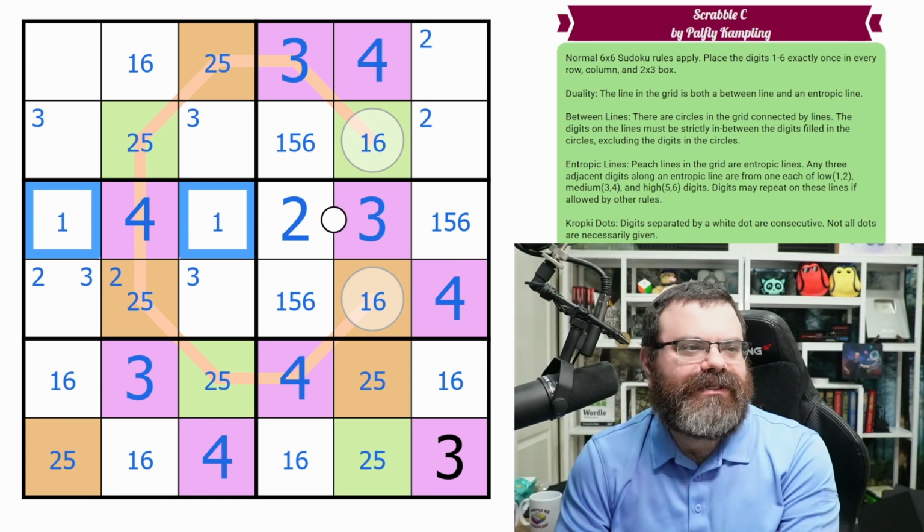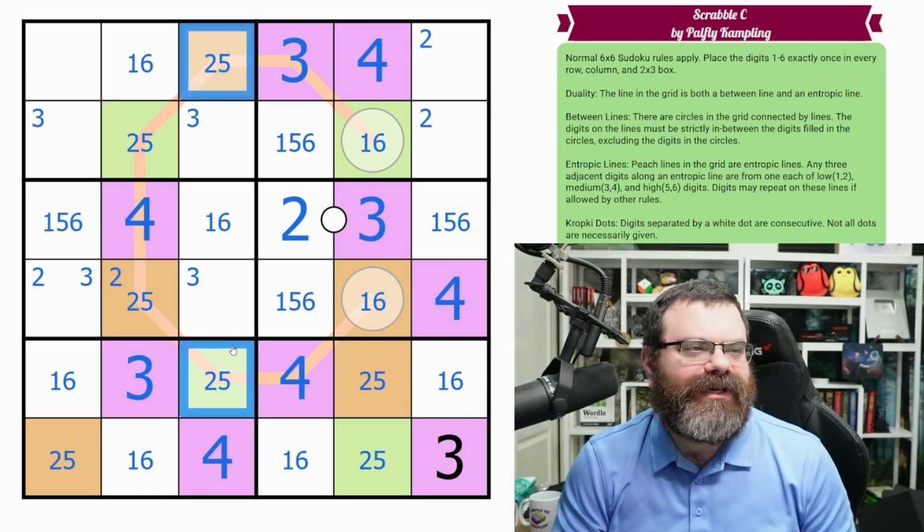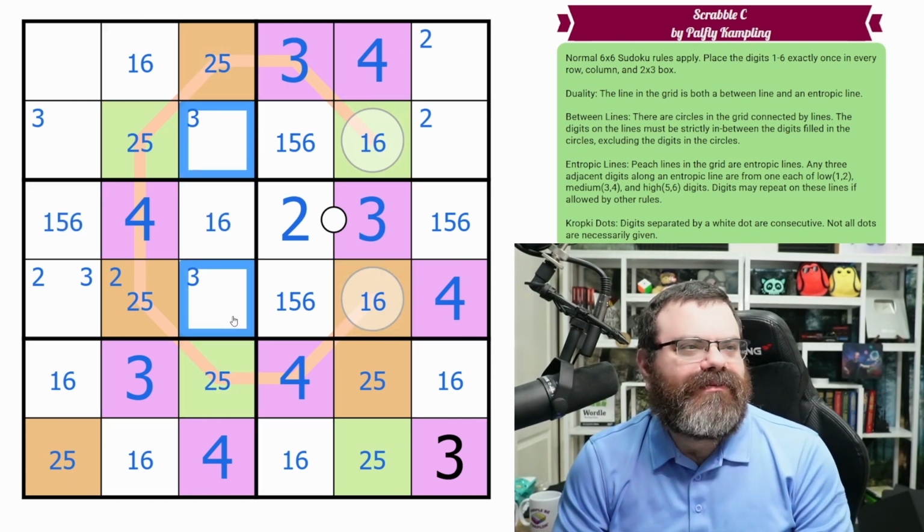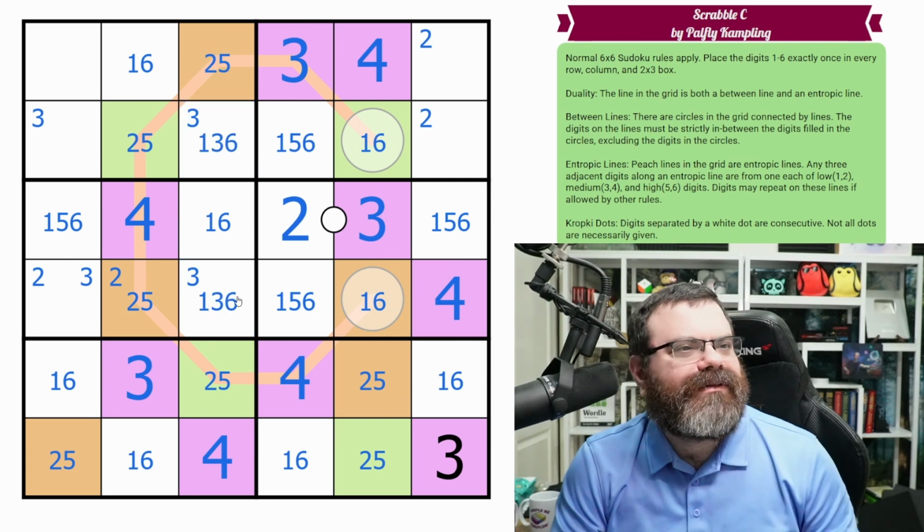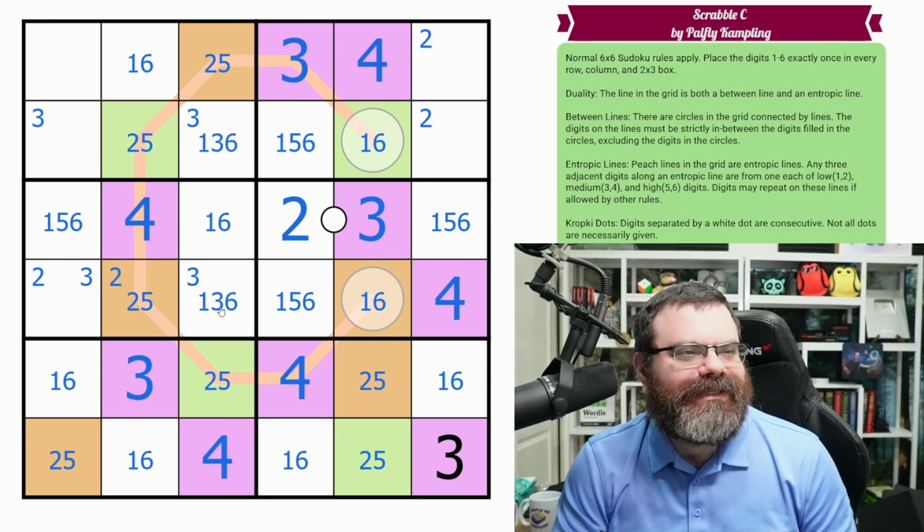One, 5, 6 across here. And this can't be a 5 because of the 2, 5 pair. In fact, I should just put 1, 3, 6 here. What am I missing? Is it obvious?